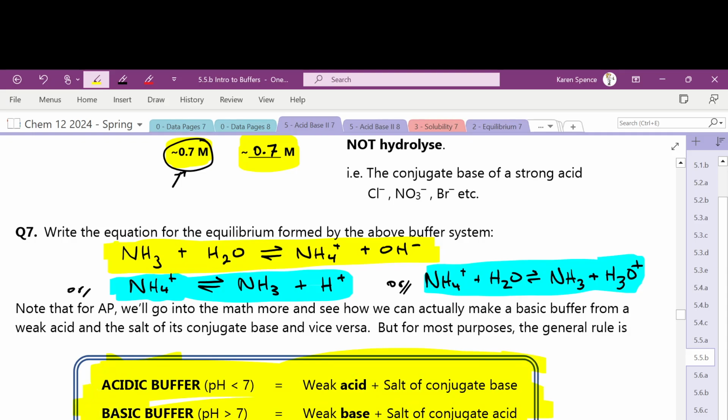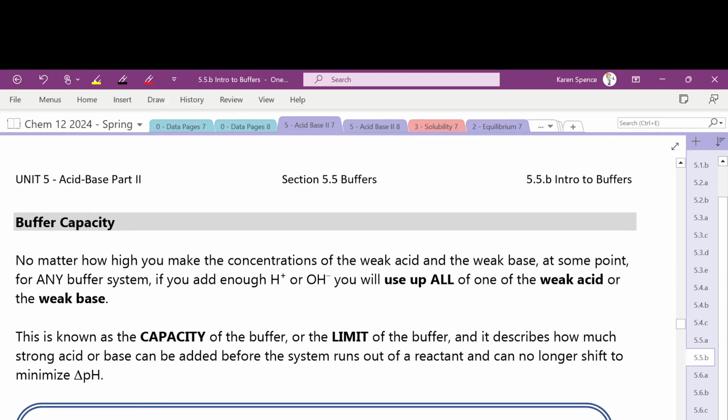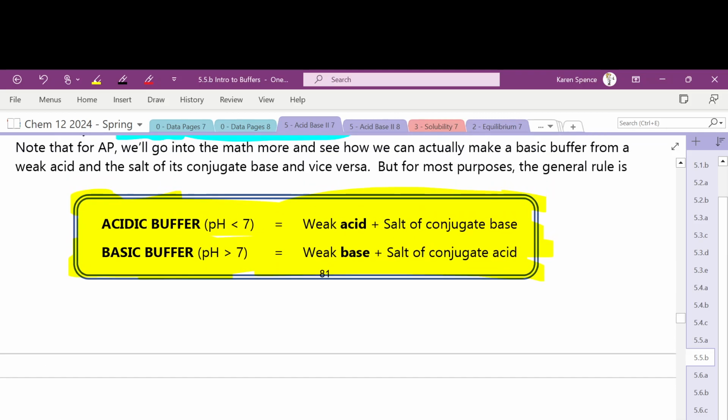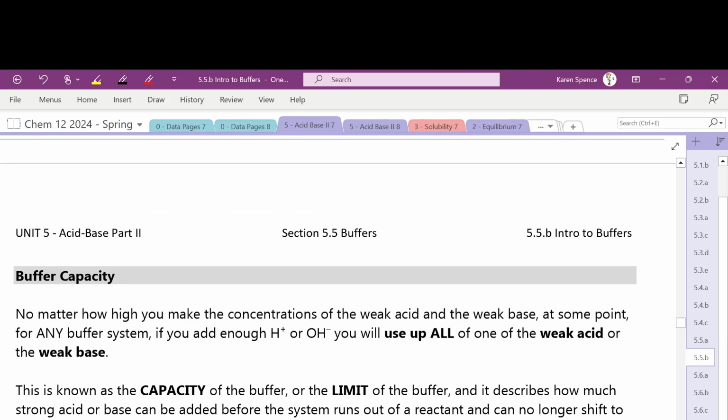And really, that's all there is to it. I know it seems like we've spent a lot of time on buffers, but we still have to talk about buffer capacity, although we've already talked about it. What is buffer capacity? What is capacity? How much, right? So buffer capacity is how much H plus can we add before the buffer gets overwhelmed and cannot shift anymore? Okay, so capacity is how much.